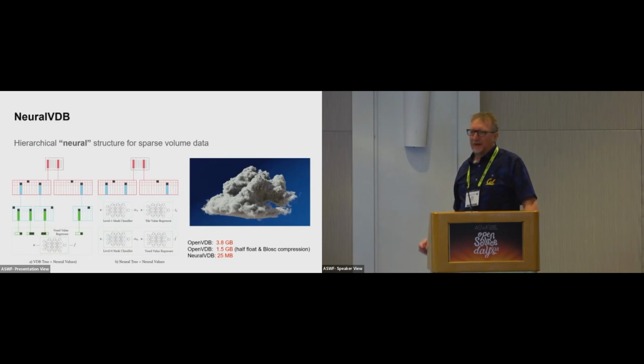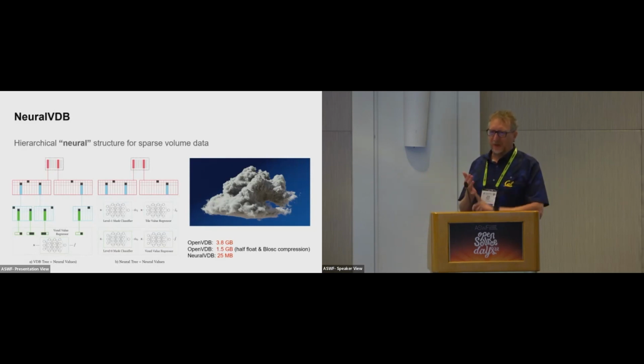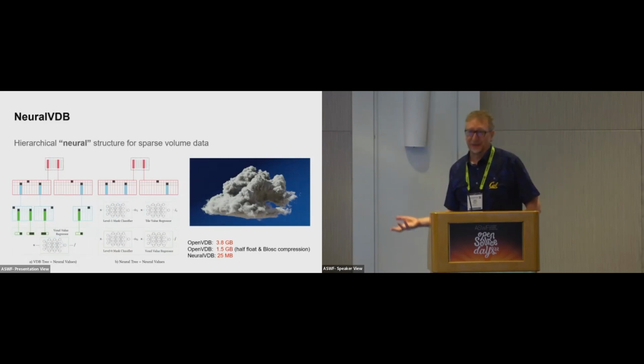And when you think about it, a VDB data structure essentially has 2 types of information. It has topology information, which is essentially where are things placed in index space. And then, of course, it has values. And you can actually use 2 different types of neural networks to represent that very compactly. So you can use classifiers for the topology, and you can use regressors for the values.